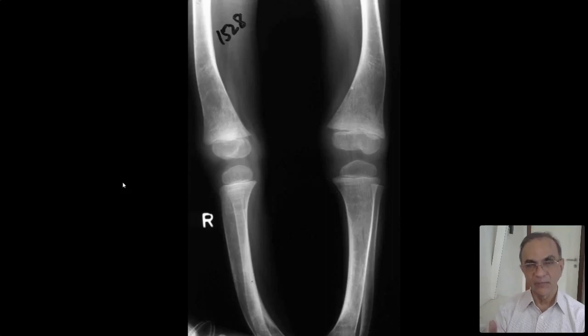And when did Rickets happen when you see something like this? So this is healed Rickets. And this is not a skeletal dysplasia. There is nothing. You have to tell the patient that this is not something that will go down from generation to generation, right? You don't have to worry.